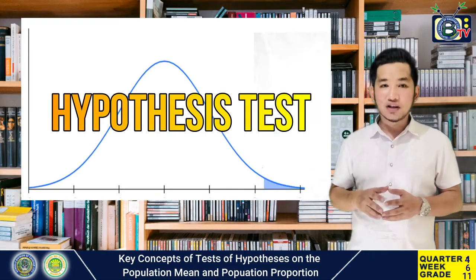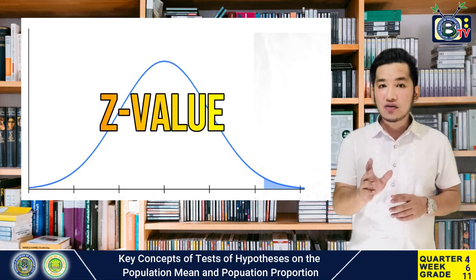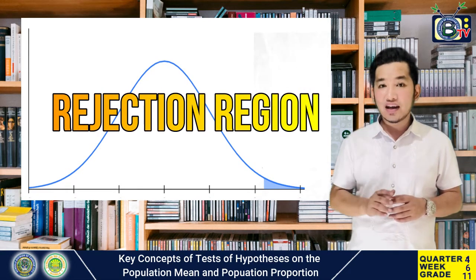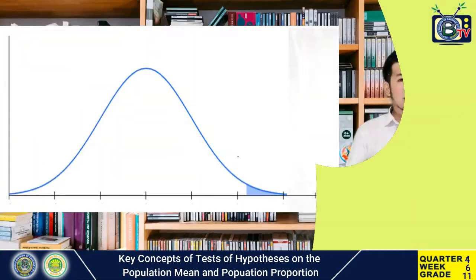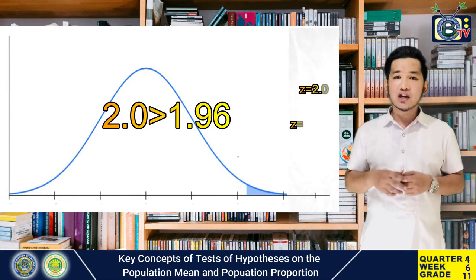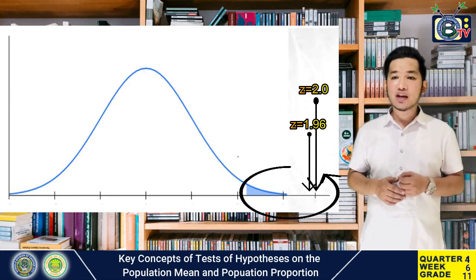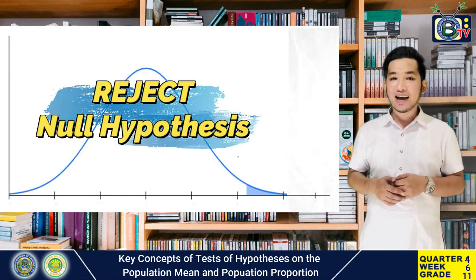When you run your hypothesis test, you're going to get a z-value. And when your z-value falls into the rejection region, this alpha level, let's say you have a z-value of 2.0, and 2.0 is larger than 1.96, it is going to fall into the rejection region, so we could reject the null hypothesis.